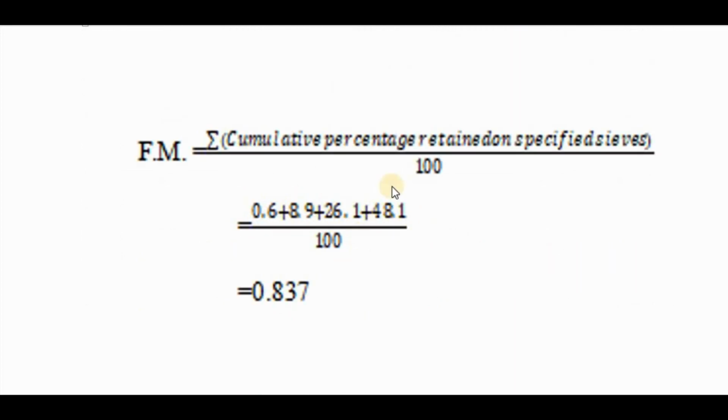If you calculate all of this and divide it by 100, you get 0.837. That means the FM of this soil sample is 0.837. A lower value of FM means very fine particles, and a higher FM value indicates coarse or bigger-sized soil particles.